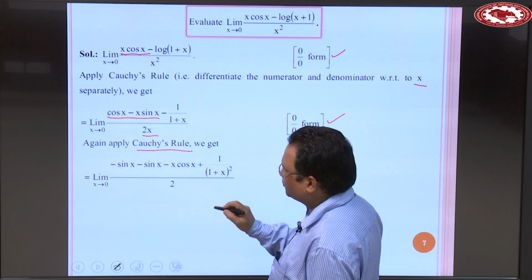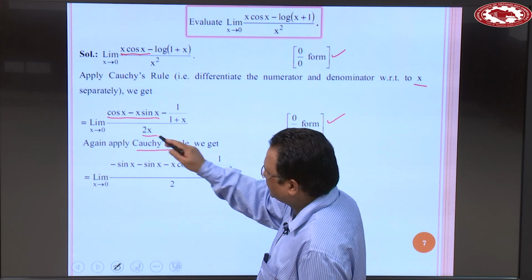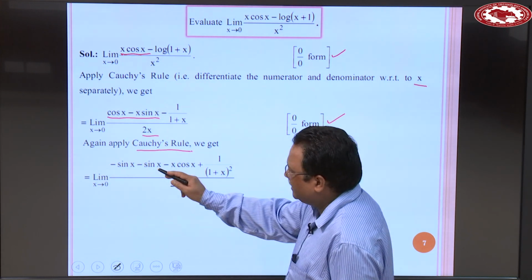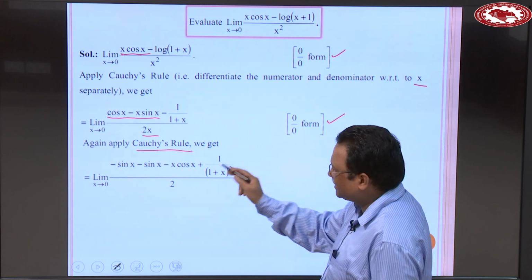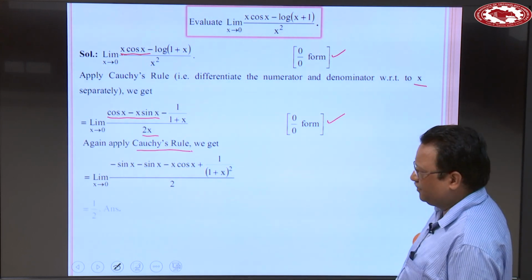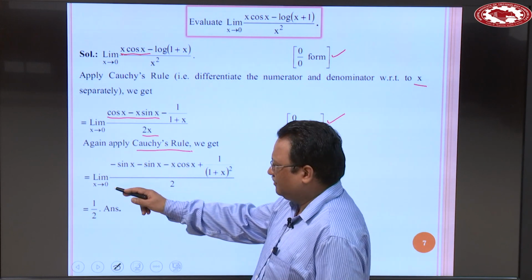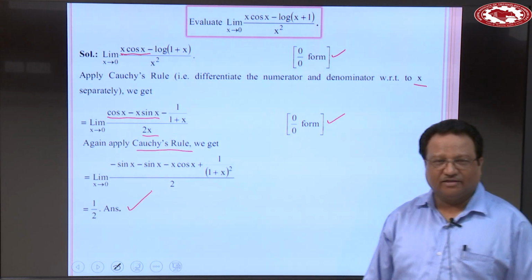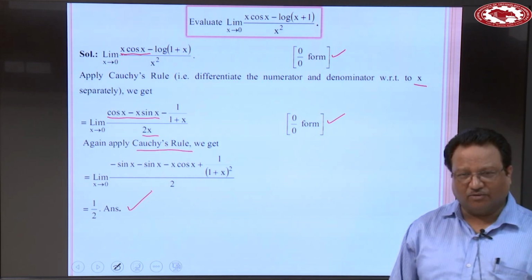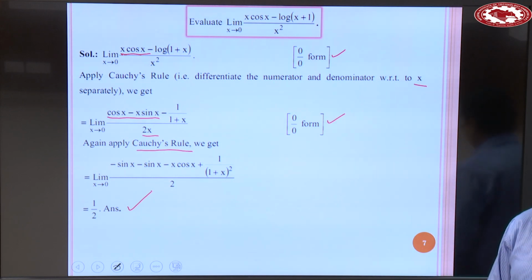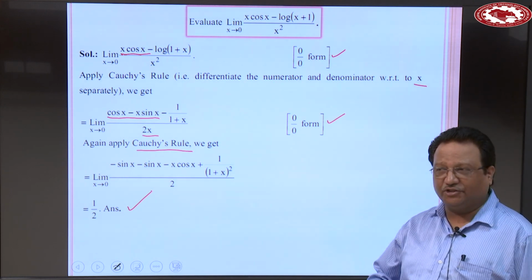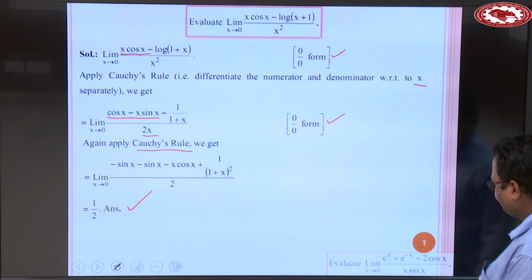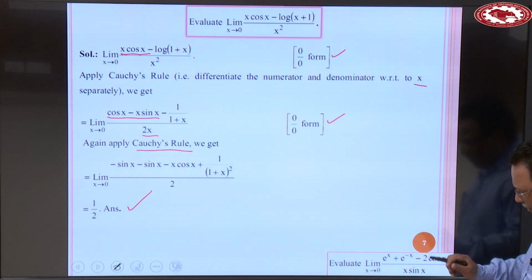When you apply Cauchy's rule, we differentiate this term and this denominator. We obtain limit x tends to 0 of minus sin x minus x cos x plus 1 over (1 plus x) square, divided by 2. Now put x equal to 0. When you put x equal to 0, you will get 1 over 2, and this is a finite value. So in this way, you can apply L'Hospital rule for evaluating the limit of the function. If the limit of the function is of 0 over 0 form or infinity over infinity form, then we can apply this L'Hospital rule.